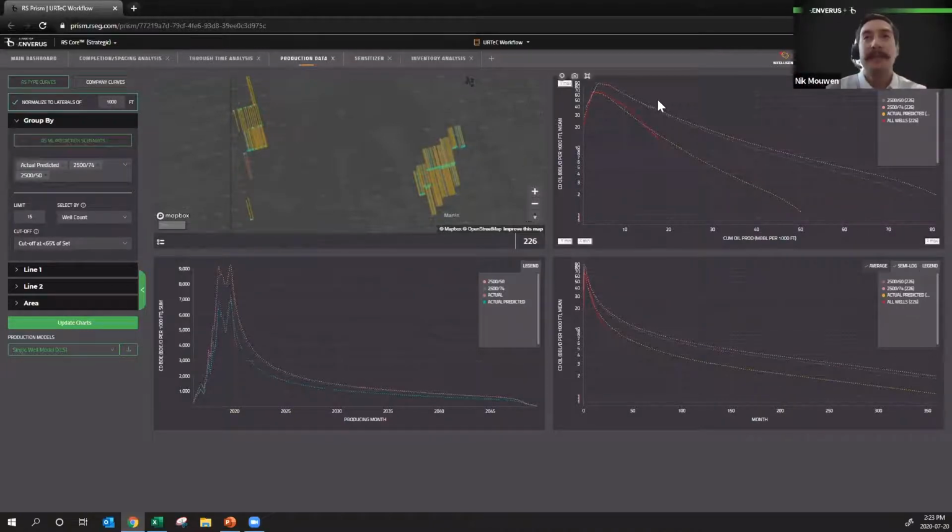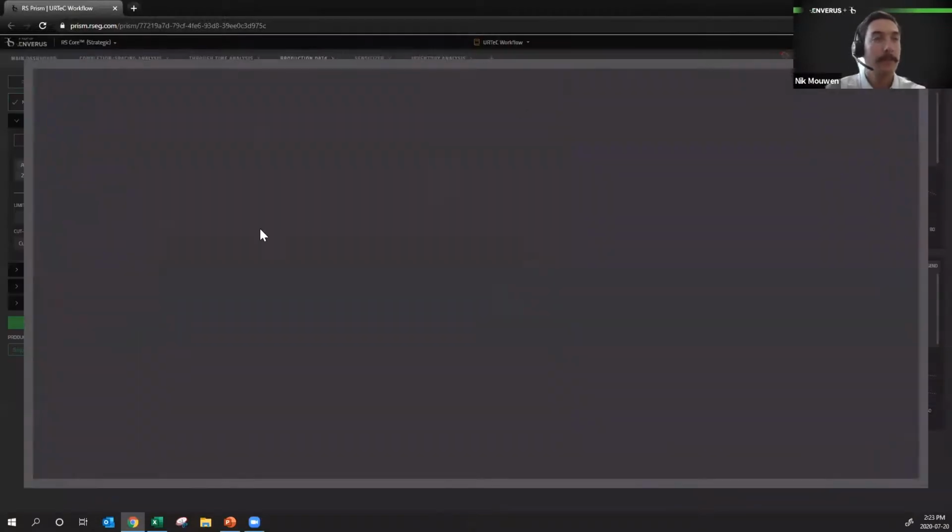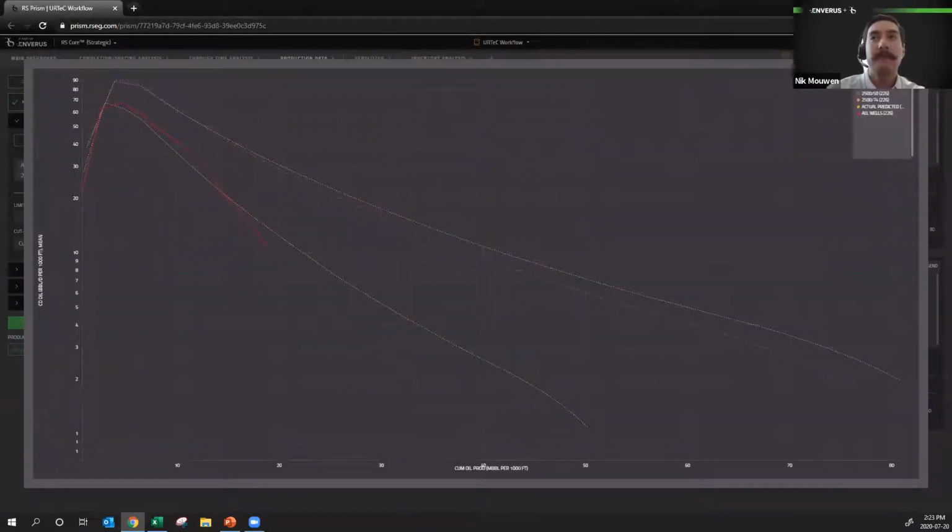So just looking at this chart really quick, we're looking at a rate cum plot of oil. And so this red line here represents all wells. So that's the actual wells and how they're performing. What this orange line represents is when we take these wells and run them through our completion sensitizer, not changing anything, so using the same completion design, what do we predict these wells should do?